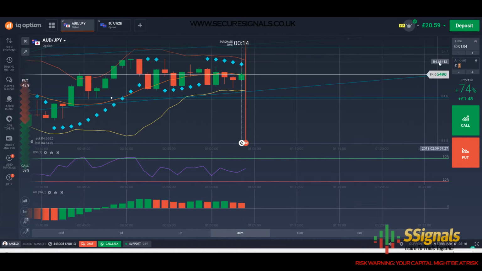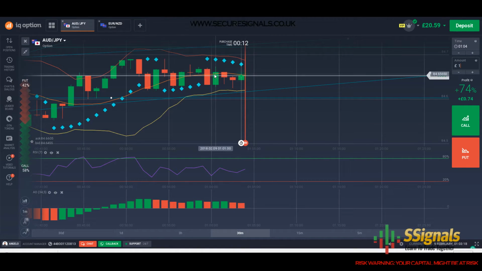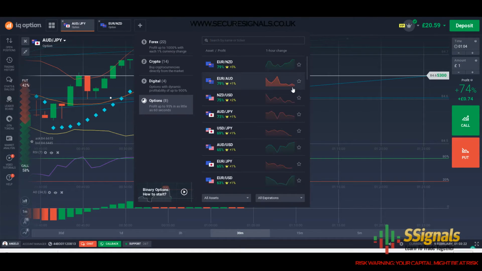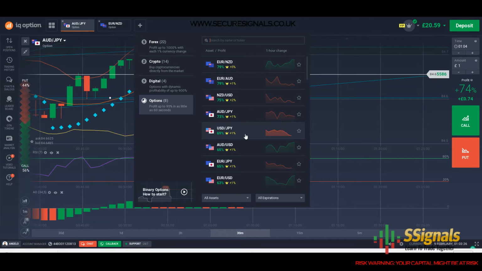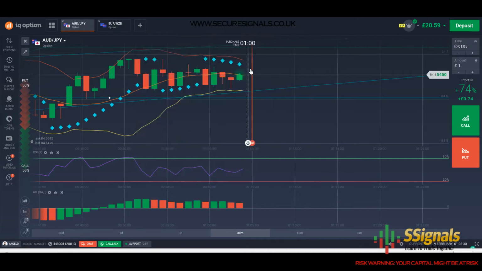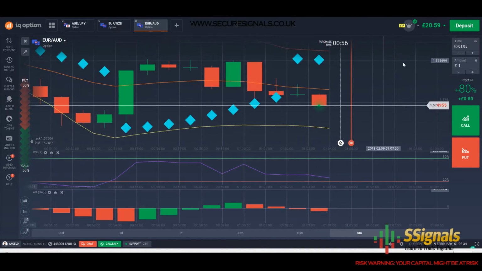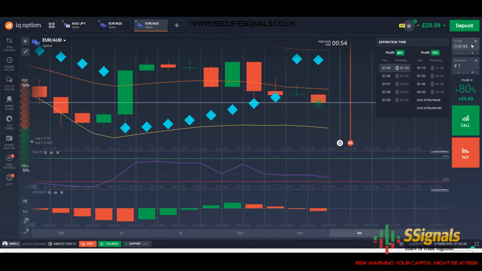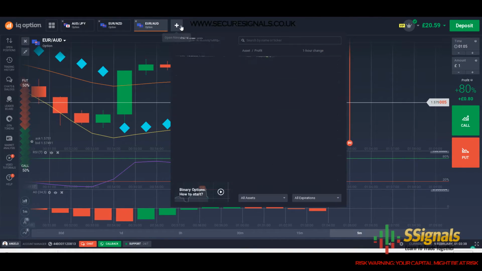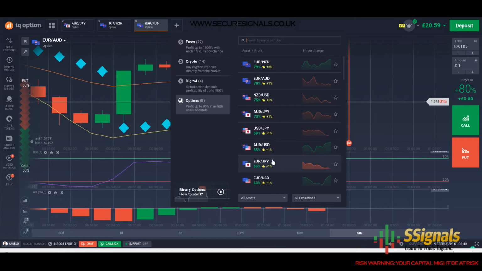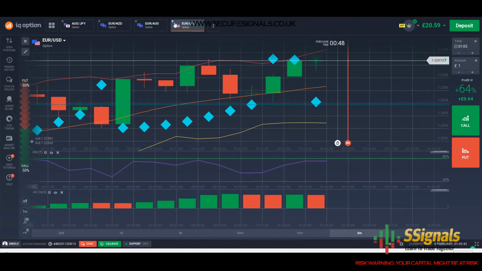So let's go for a £1 trade, and then we'll compound for the next 3 trades, and then hopefully call it a day. I was hoping by 1 o'clock the pair prices would go up, but it doesn't seem like they have. Okay, so Euro AUD has gone up. How about Euro USD? Has that gone up? No.